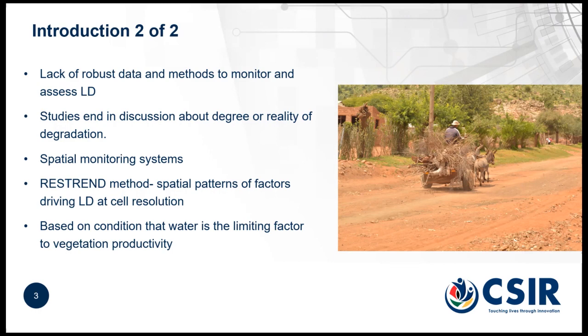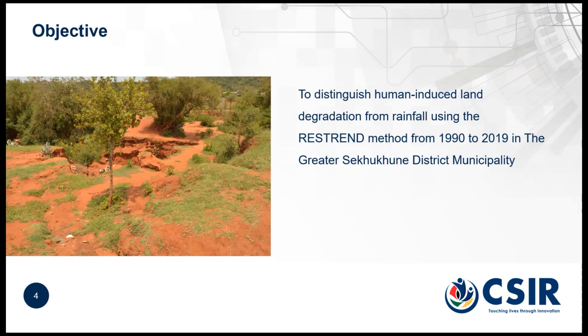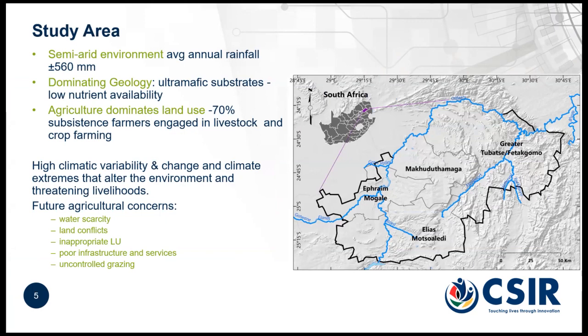Therefore, the objective of the study was to distinguish human-induced land degradation from rainfall using a residual trend method from 1990 to 2019 in the Greater Skokune District Municipality. The study area is located in a semi-arid environment with an annual average rainfall of 560 millimeters. The dominating geology of the area is ultramafic substrates, which have low nutrient availability, and the soils are susceptible to erosion. The dominating land use in the area is agriculture, and about 70% of the farmers are subsistence farmers who are engaged in livestock and crop farming.